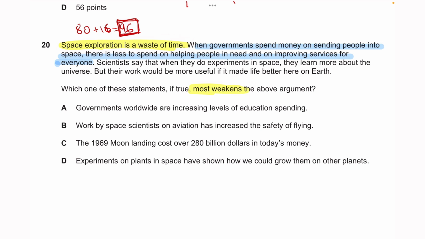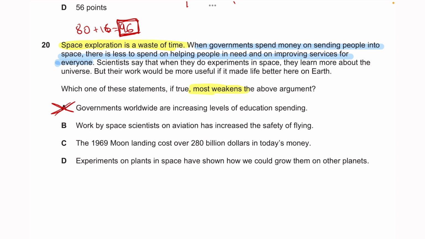And so if we have a look, let's process of elimination this question. We've got A, governments worldwide are increasing levels of education spending. Well, we know this answer to question A is not really going completely against what this is trying to say. It's not directly weakening this argument. So it can't be A, because this is talking about how the government is spending more money on education. But is it really talking to us about why space exploration is not a waste of time? Not really.